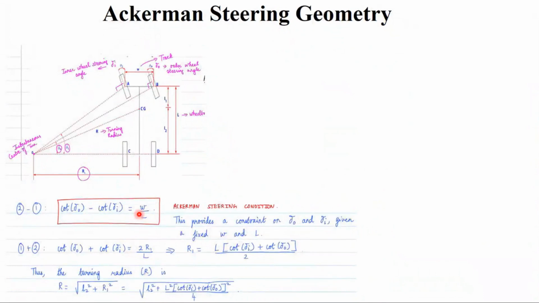So it's not only a condition, but also it is providing a constraint, right? Because you cannot change a wheelbase, right? You cannot change the wheel track. It is fixed already. Okay. For the fixed W and fixed L, there's a constraint that we are going to experience with respect to delta O and delta I. And when we are subtracting, we are getting W by L, the equation number 2 and 1.